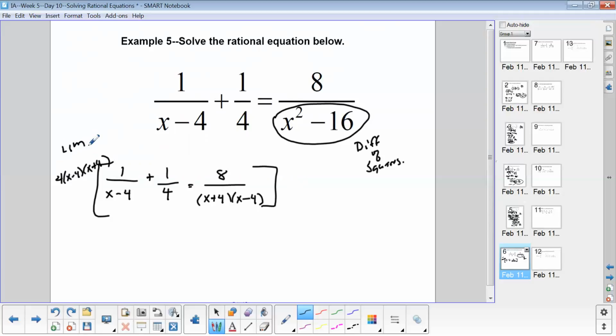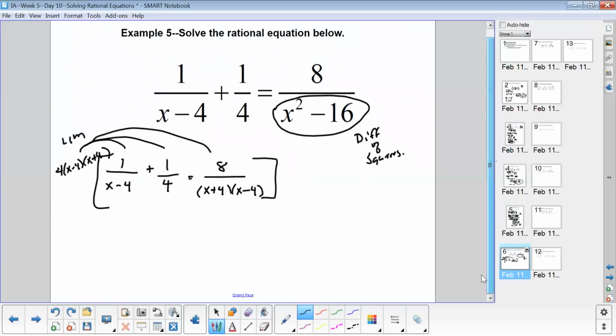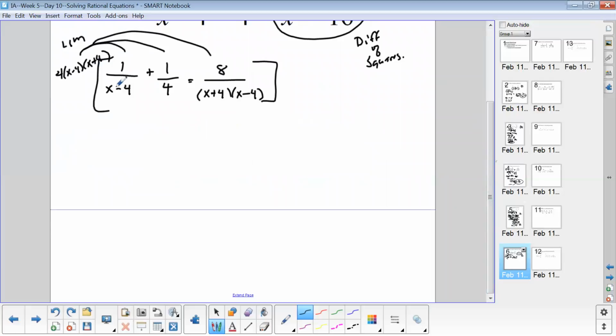There's my LCM. So I'm going to multiply that by every term. And when I multiply the LCM by this first term, well, the x minus 4's divide out. So you're left with 4 times x plus 4. Plus the LCM times the 1/4. 4 will divide the 4, and you're left with x minus 4 times x plus 4, which we know is x squared minus 16. And then the x plus 4, x minus 4 divides out, leaving you with just 4 times the remaining 8, which gives you 32.